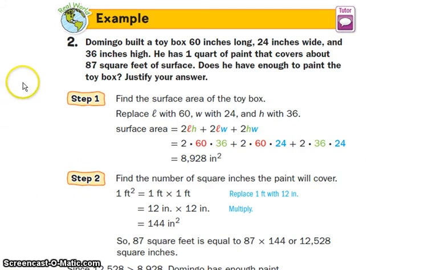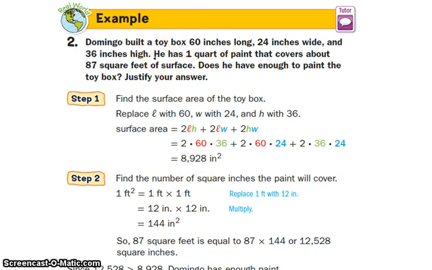Alright, this one says, Domingo built a toy box 60 inches long, 24 inches wide, and 36 inches high. He has 1 quart of paint that covers about 87 square feet of surface. Does he have enough paint to paint the toy box? Justify your answer. Well, what we have to do is find the surface area of the box.